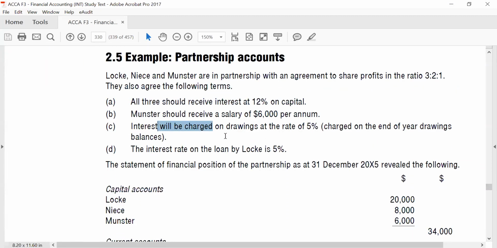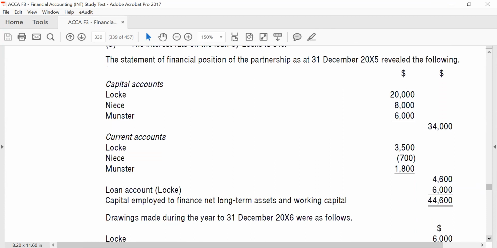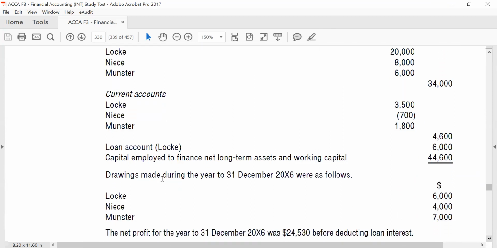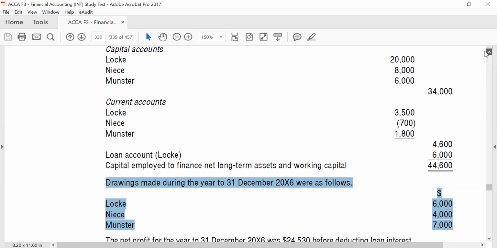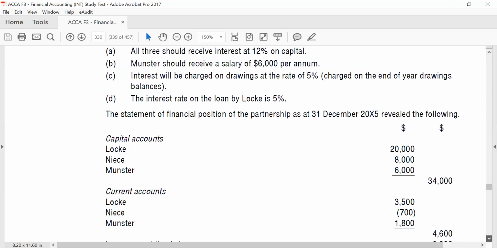So partners are charged on drawings at 5%. Let's see if these guys have drawings. I think they do. Yes, they're telling us the drawings made in there were as follows. So if these are the drawings that were made in there, then we have to calculate the interest on drawings for each of these partners, okay? And we have a percentage, which is 5%.